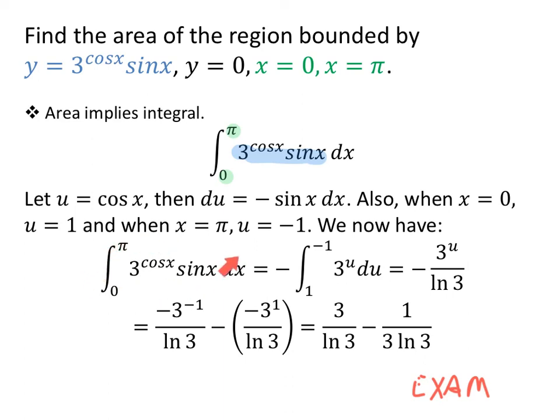We can rewrite this integral in terms of u as the integral from 1 to negative 1 of 3 to the u du with a negative, and we know that to be minus 3 to the u over the natural log of 3, evaluated from 1 to negative 1. We substitute a negative 1 for u, and then we substitute a positive 1 for u, simplifying along the way. Here we go. 2 negatives make a positive. This is 3 over the natural log of 3. Negative, so we'll subtract. 3 to the negative 1 will bring that 3 to the denominator, and we'll have 1 over 3 natural log of 3.